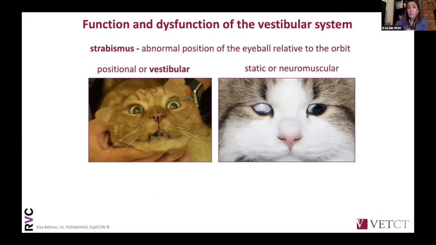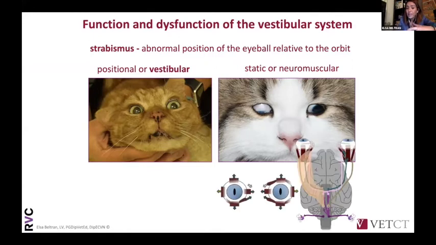And then strabismus, this is another clinical sign that we can see with vestibular dysfunction. It's very important that we don't just say strabismus, because strabismus is just an abnormal position of the eyeball relative to the orbit. We want to know if it is a static strabismus, and a static strabismus means that you don't challenge the position of that eyeball and you see an abnormal position of the eyeball relative to the orbit. And this is not vestibular. This could be associated with a retrobulbar lesion, with one of the extraocular muscles, or with one of the cranial nerves that innervate the extraocular muscles, but it's nothing to do with the vestibular system.